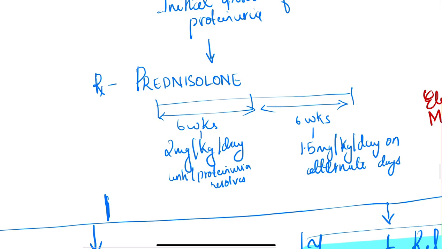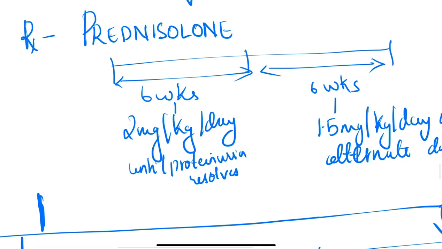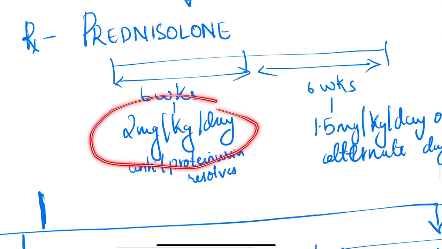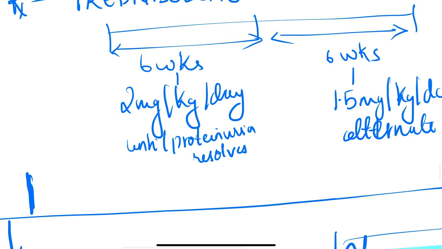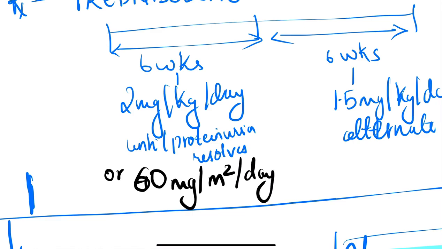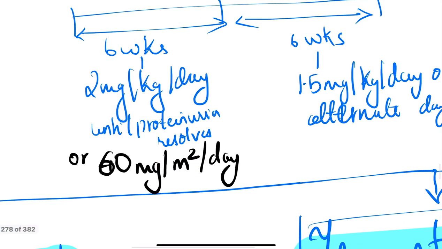So prednisolone we give as a 6 weeks plus 6 weeks regimen. That's 2 mg per kg per day. You start with an initial dose, that's a high dose. Or you could just tell it as 60 mg per meter square per day. This 2 mg per kg per day is nothing but the same as 60 mg per meter square, based on body surface area. You give the dose.